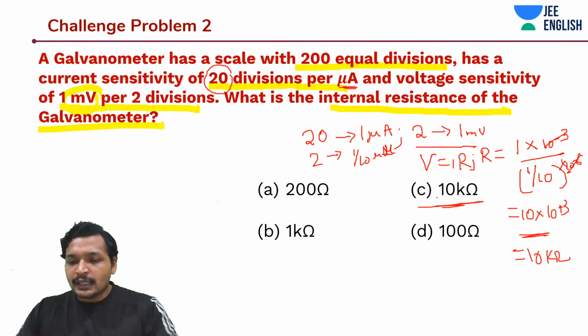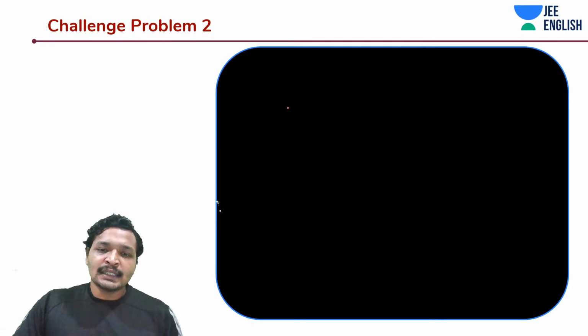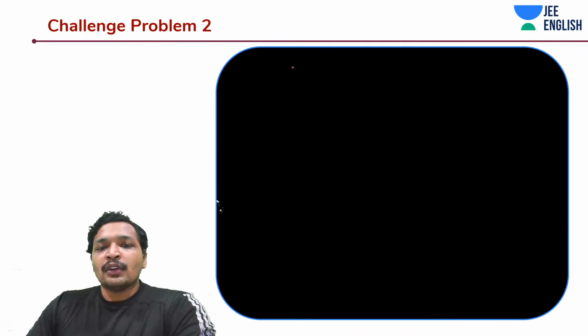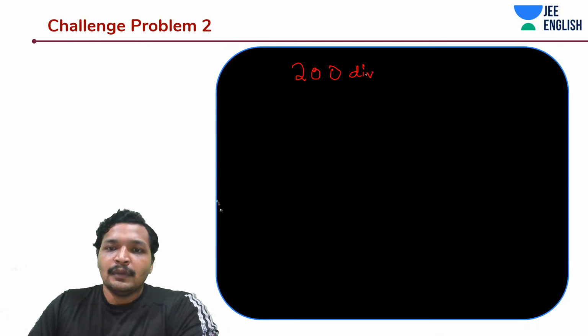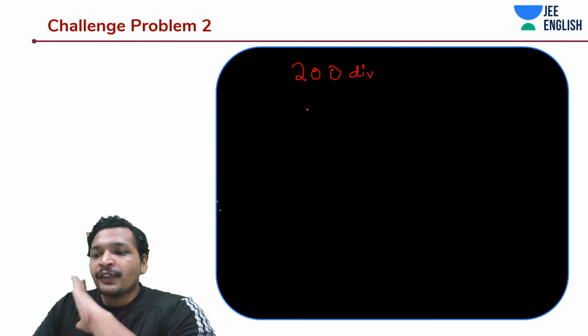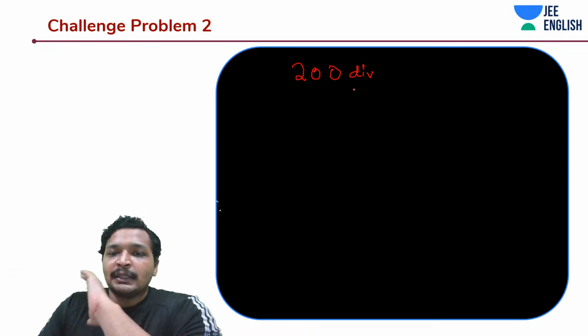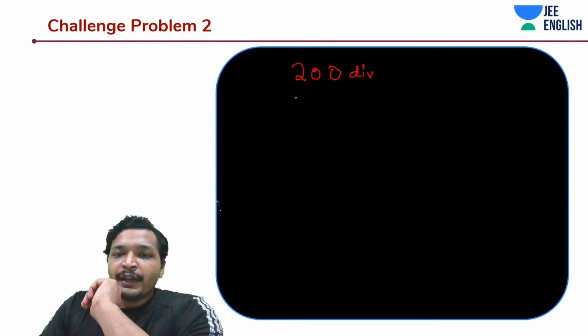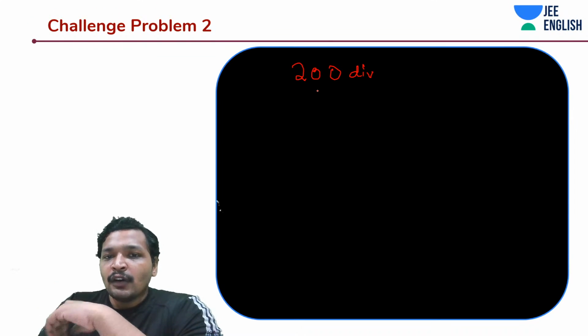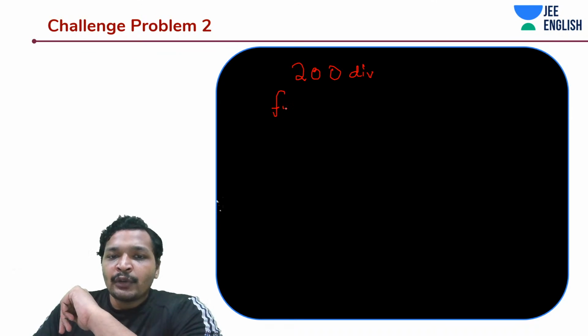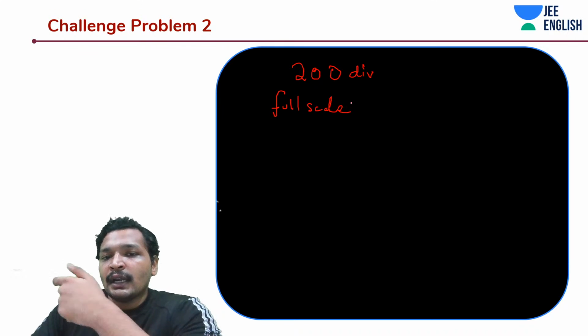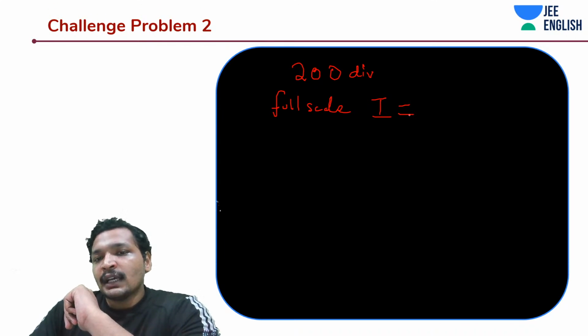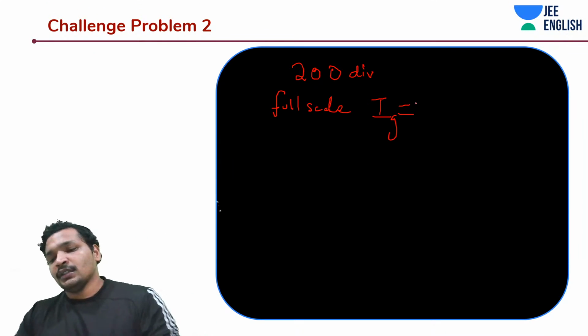If you didn't get it, let's do the problem again. Let's understand it this way. Now there are total 200 divisions. But this way is not very friendly. Let me tell you at the beginning itself, it's going to take a lot of time. 200 divisions for a full scale, you're going to calculate for full scale. What is full scale current? Full scale current is going to be how much?